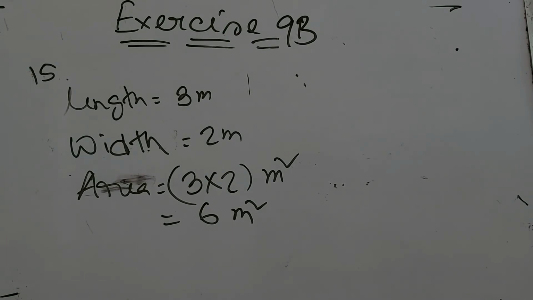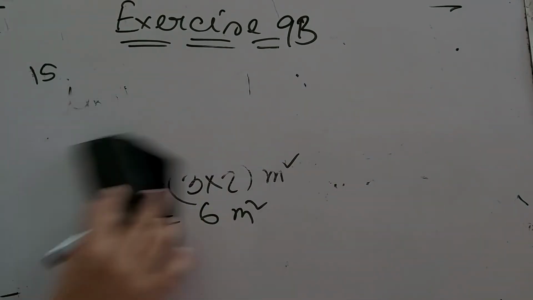Now the question already gives you information, that is 1 square meter costs 180p or penny, 180 penny. So what about the cost of 6 square meter?